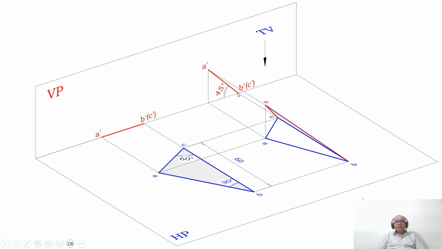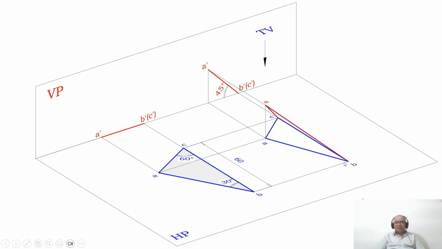B dash C dash is parallel to HP. Therefore, BC will be in true length. That is the reason why the 60 you have for BC here, the same 60 will be here. What happens to this line now? As A dash B dash is inclined to HP, here this is the point, and here this is the line we are talking about. This will be in apparent length.